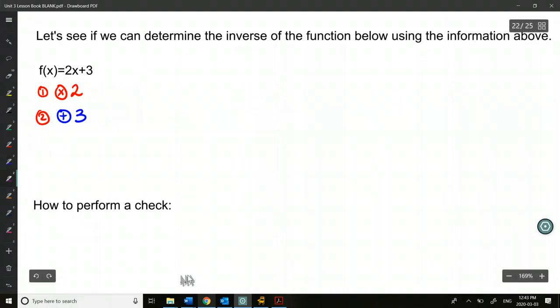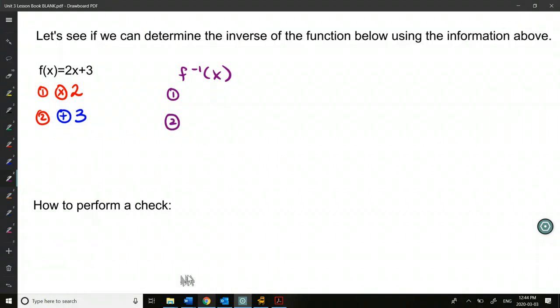So can somebody tell me what f inverse of x does, and in what order it does it? So opposite operation in the opposite order. Martez? Take away 3 first, and then we will divide by 2. So opposite operation in the opposite order.